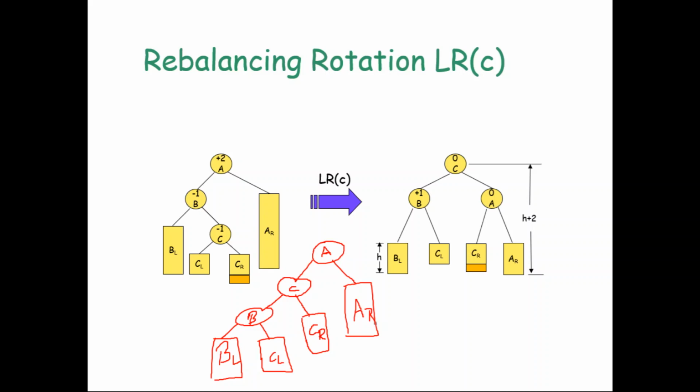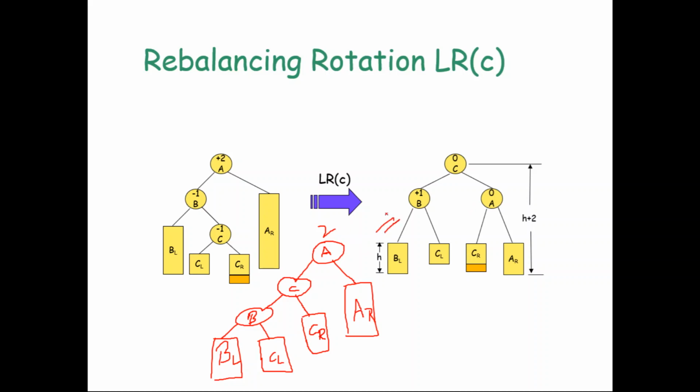But now again if you see, it will be imbalanced at A. The balance factor of A, if you check, will be 2. So once again you have to perform one more rotation, that is, another right rotation on A. When you perform right rotation, A will go down, C will become the root of the tree, and CR will become the left child of A. So this will be the resultant tree that you will get.